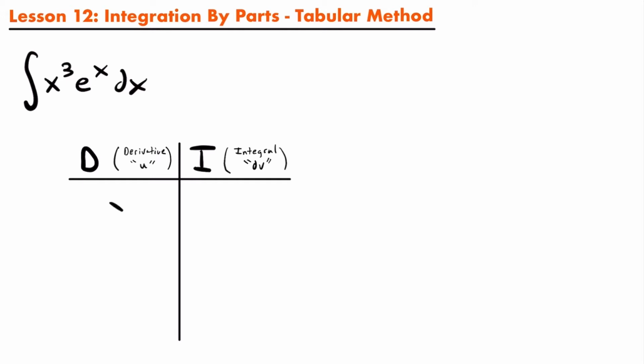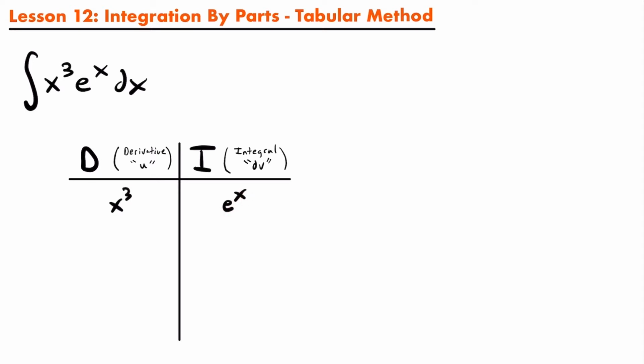And so I'll write x cubed in our derivative column and then e to the power of x in our integral column. What we're going to do is take turns taking the derivative of whatever is in the derivative column and integrating whatever is in the integral column. And we're going to keep on doing that until we reach a certain stopping point. I'll point that out when we get there, but let's just start by taking the derivative of x cubed and integrating e to the power of x.